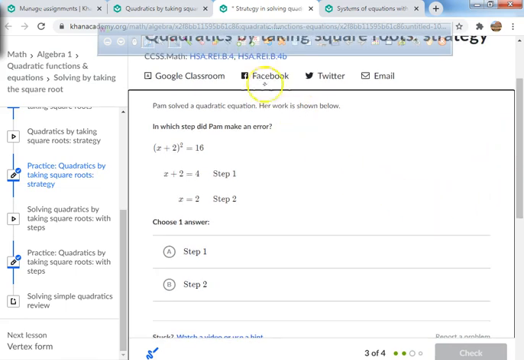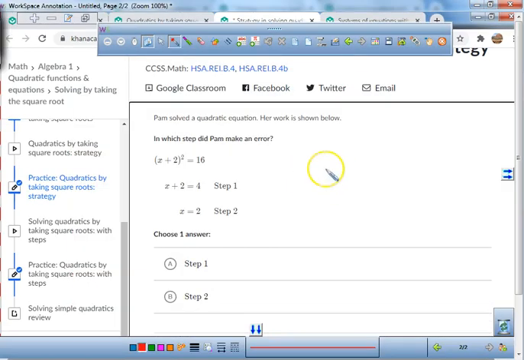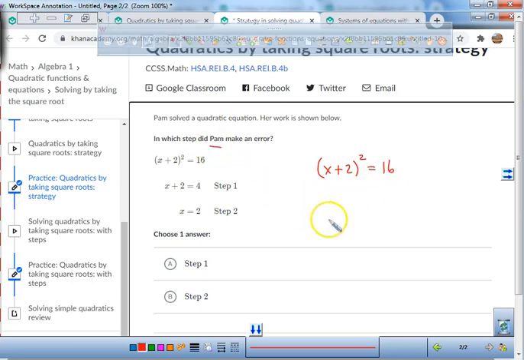Now, right here, we don't have to write down everything, okay? So right now, I am just going to write down right here, which is (x + 2) squared equals 16. All right? Now, if Pam did this correctly, she would have taken the square root of both sides, and right here it should be x + 2 equals plus or minus 4. Not just a 4, it should be what? Plus or minus 4.